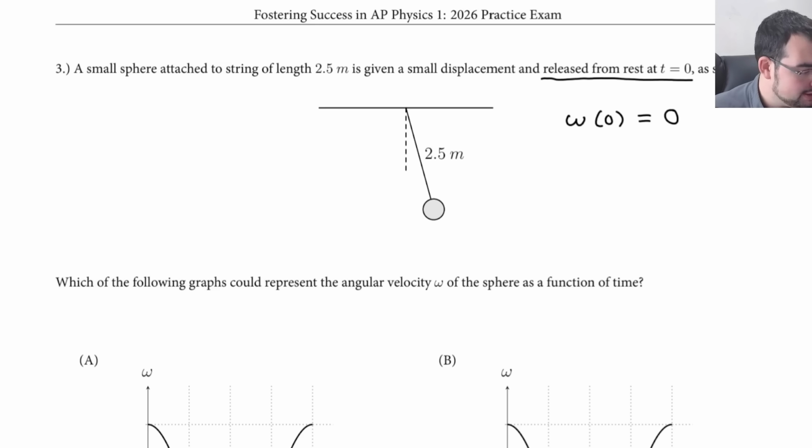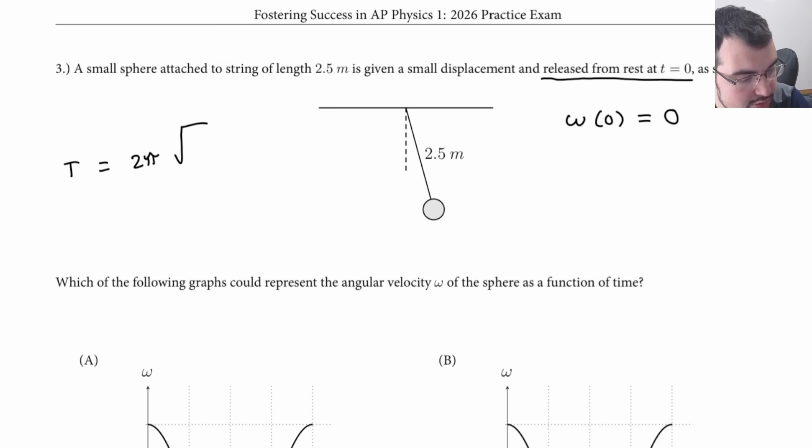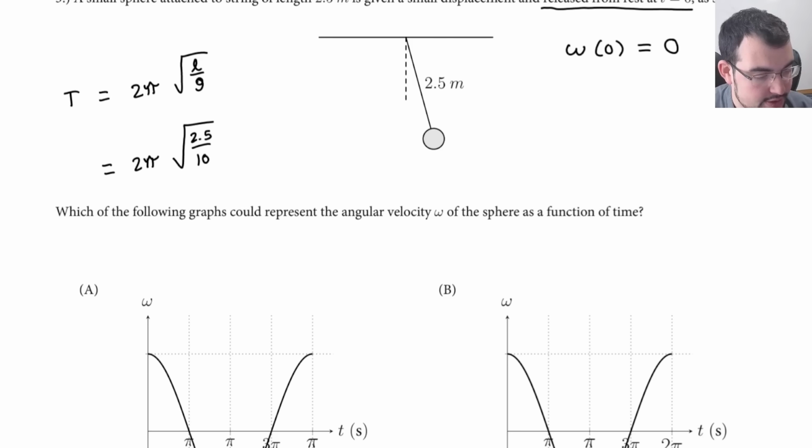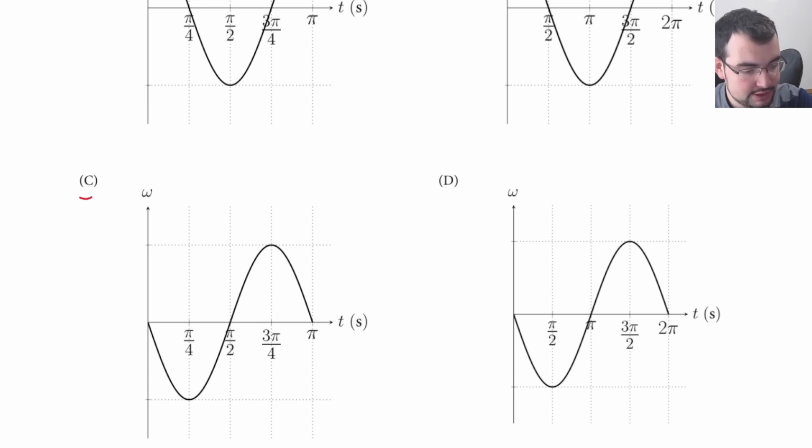And, well, how convenient, we do have a formula exactly for that. The period of a pendulum is 2 pi times the square root of L over g. Our string length is 2.5 meters. g is, of course, 10. Please use 10. I know 9.8 is more accurate, but we make the numbers work out with 10. So that gets us 2 pi times the square root of 0.25, so 2 pi times a half, which is pi. So we have a period of pi and an initial velocity of 0. So that corresponds to C.